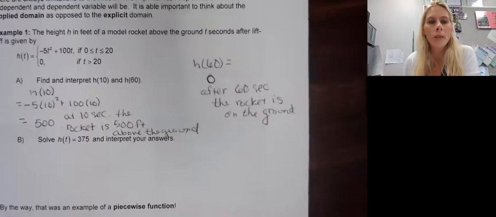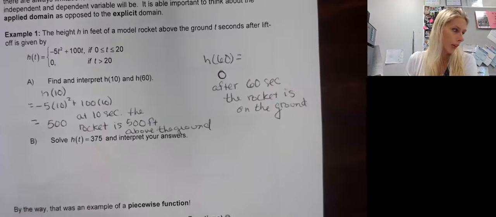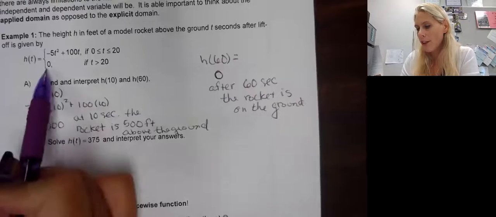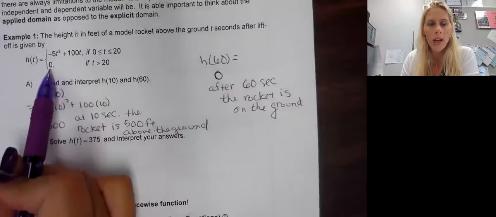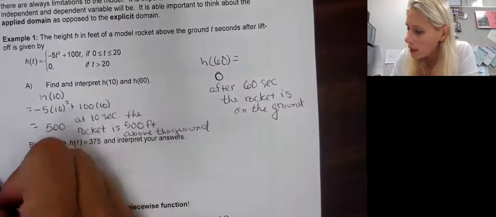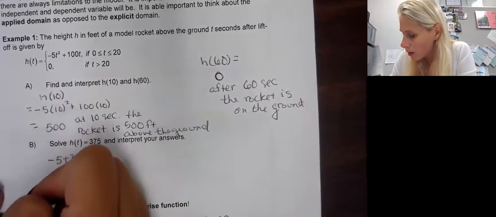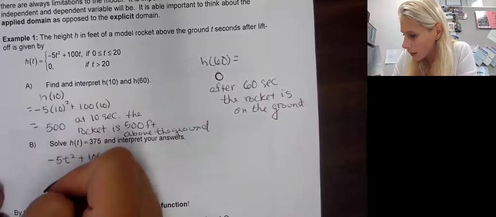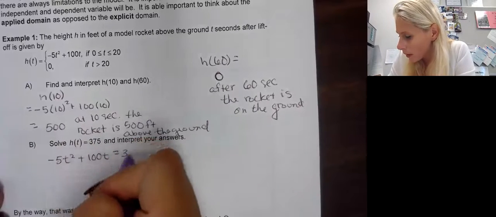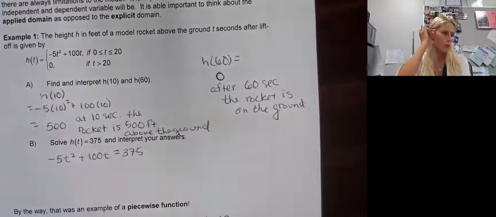Now, this one for B. Solve h of t equals 375. So first of all, if it's a value 375, we automatically know we're not using 0 here. We're using this top equation. So -5t squared plus 100t equals 375. Now, where do we go from here?